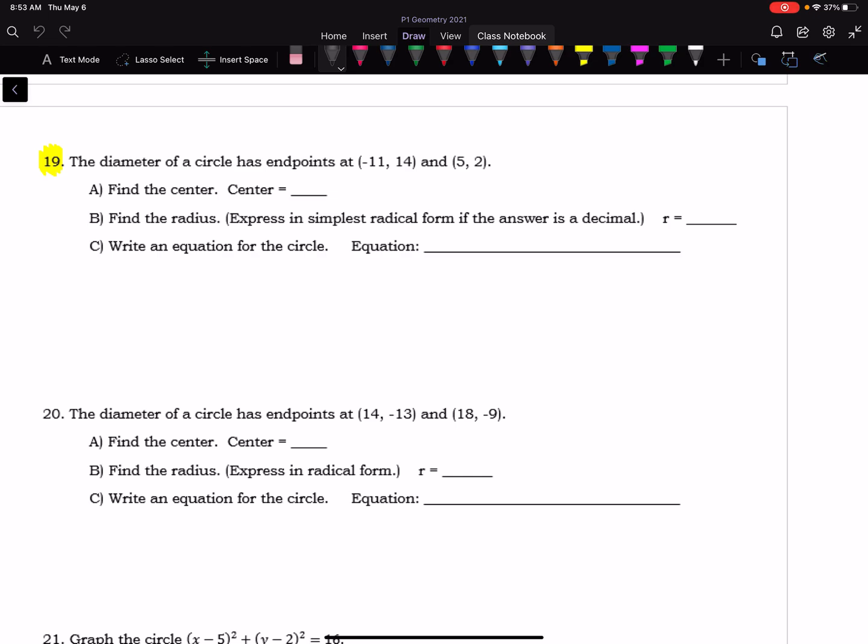And the three things that we want to do is find the center, find the radius, and write the equation for the circle. So the two things that we need in order to write the equation are the center and the radius. And since the only thing that we know are 2 points that are on the circle, we want to go ahead and use our distance and our midpoint formulas in order to find the center and the radius.